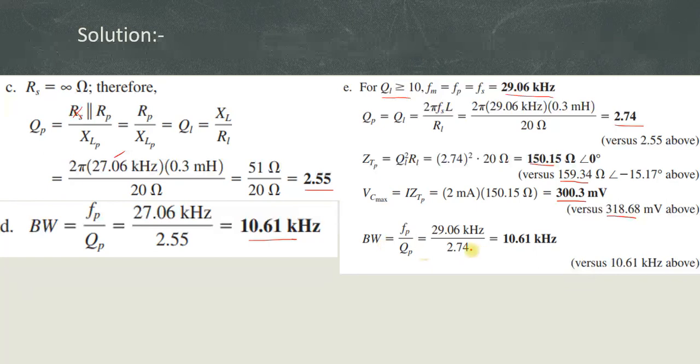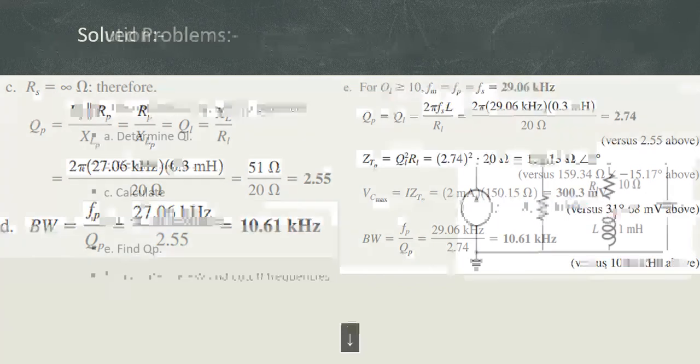And bandwidth is FP divided by QP. If you substitute all those values and simplify, it is almost equal. Maybe some decimal difference is there. It is very minimal, but anyhow, approximately both are equal. Okay, this is the conclusion, and we move on to the next problem.